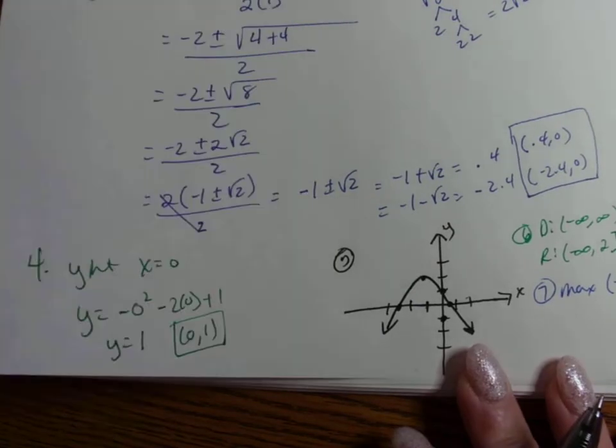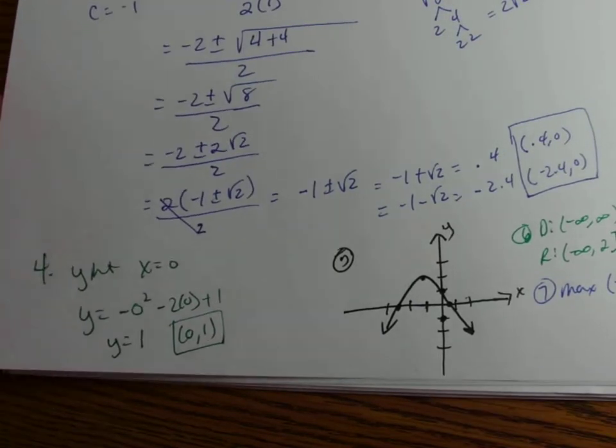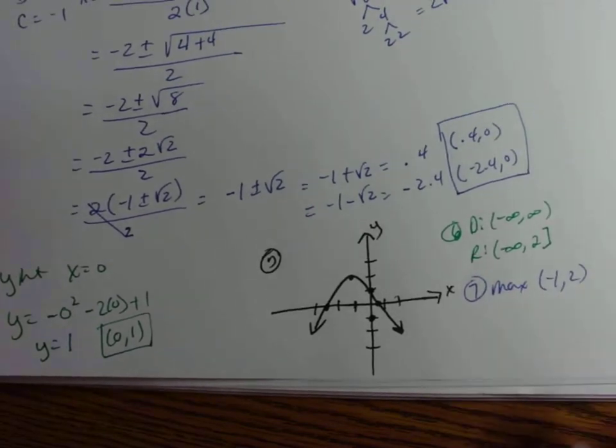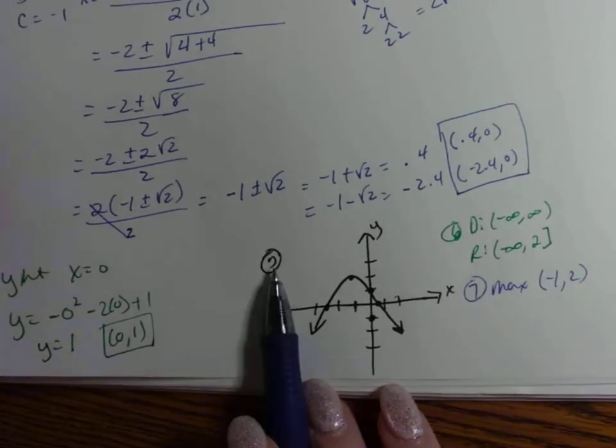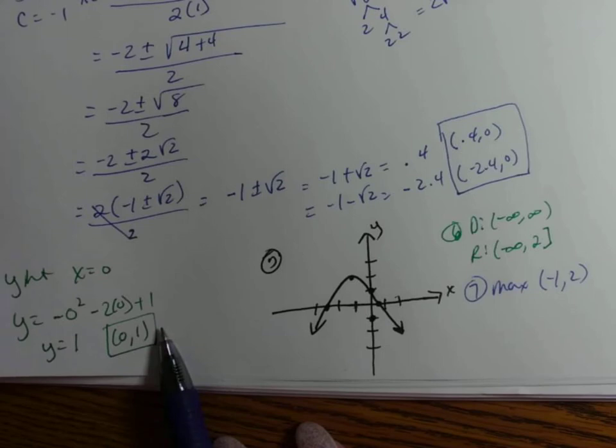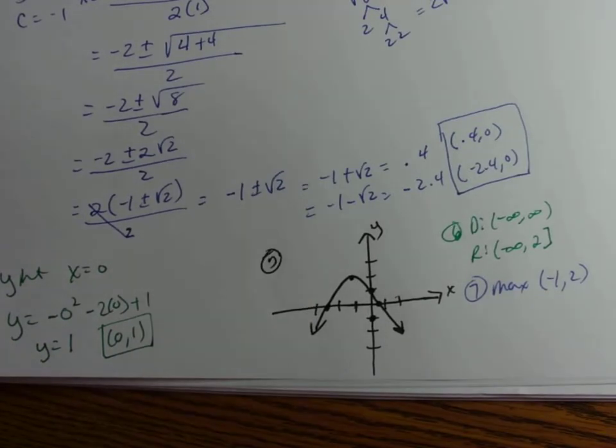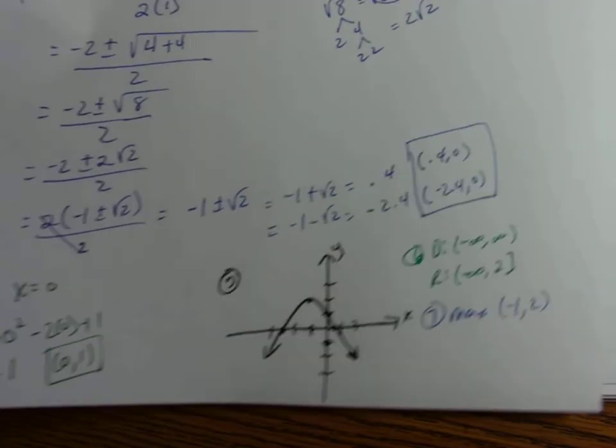Alrighty. So those are a couple of different graphs, some different things that you'll run into. This one has an easy y-intercept. It pops in easy, but sometimes your x-intercepts can be a little bit more work.